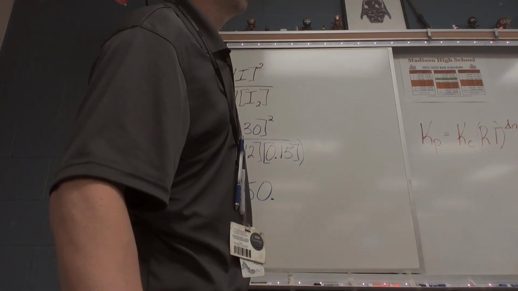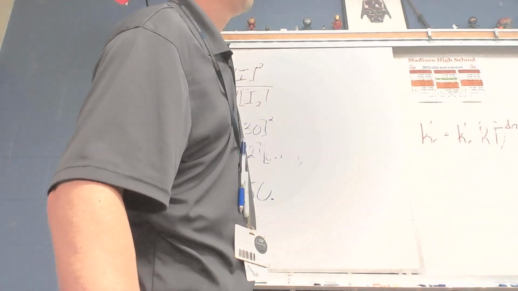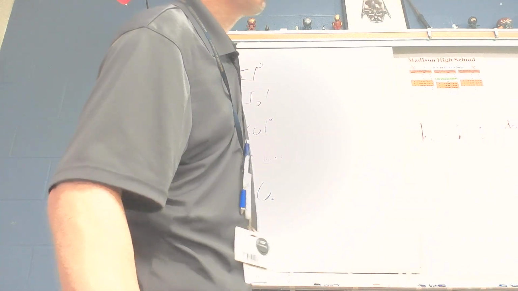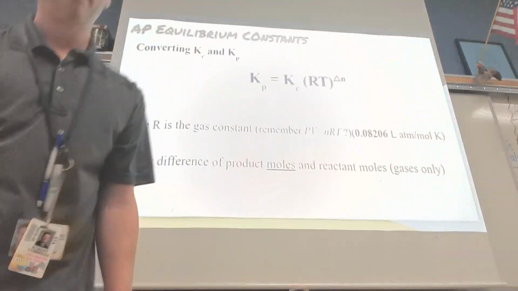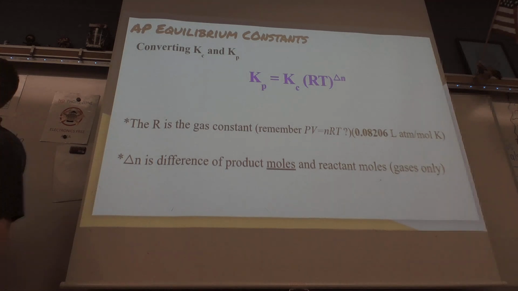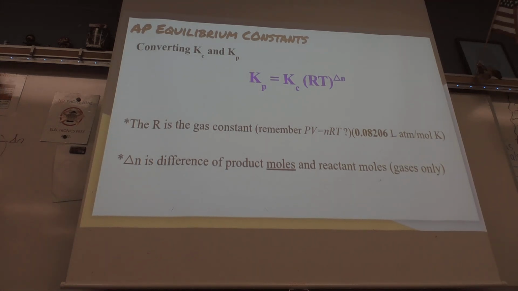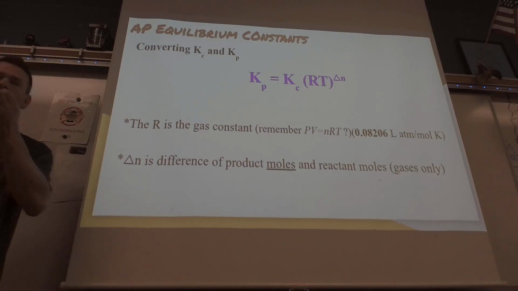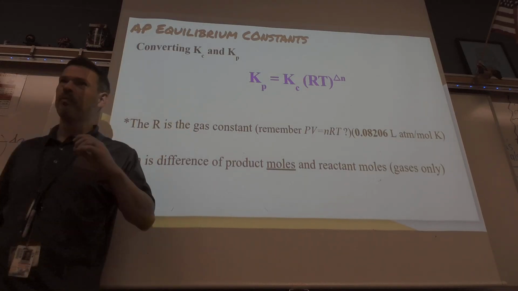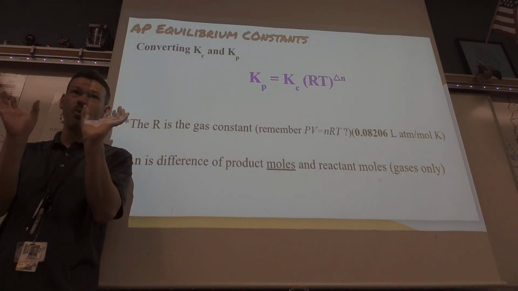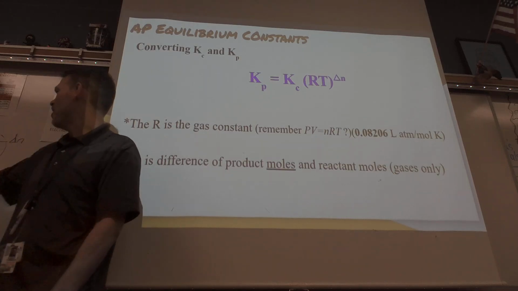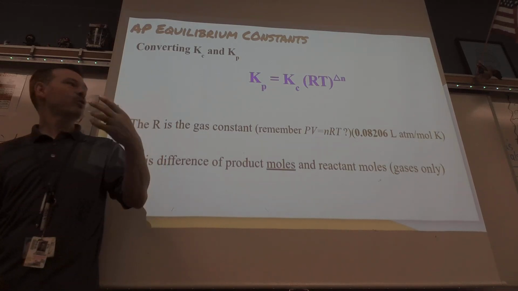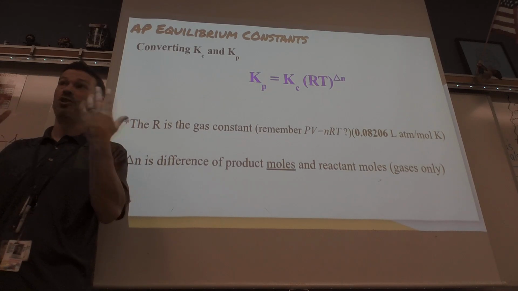But here's a couple weird things that you might be asked to do. One of them is converting between Kc and Kp. Remember what that means. Kc is exactly what you just did, but you use concentrations. Kp is where they're using pressure values instead. But we have this dumb equation where you can actually make those two ideas talk to each other. So here it is.